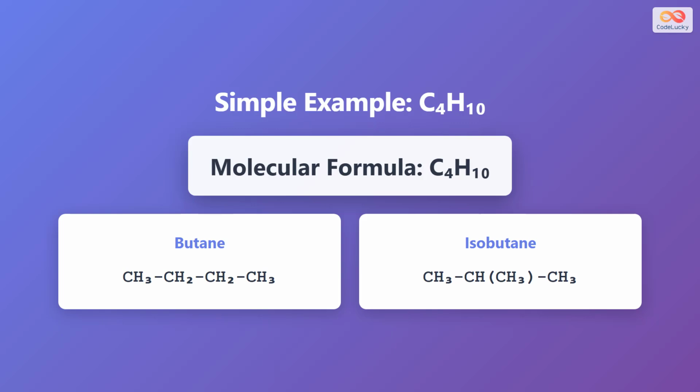Let's look at a simple example using the molecular formula C4H10. This formula can create two different molecules. First, we have butane, where the carbons form a straight chain: CH3CH2CH2CH3. Second, we have isobutane, where the carbons branch: CH3, CH with another CH3 attached, CH3. Same atoms, different connections.